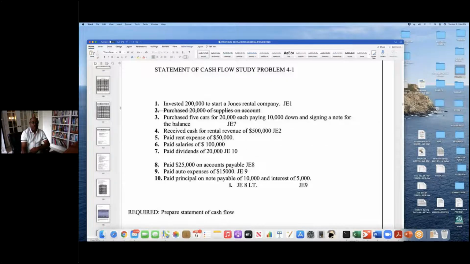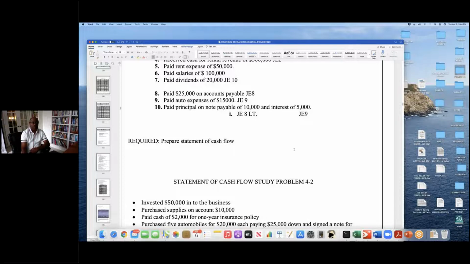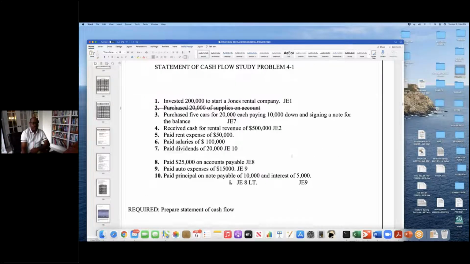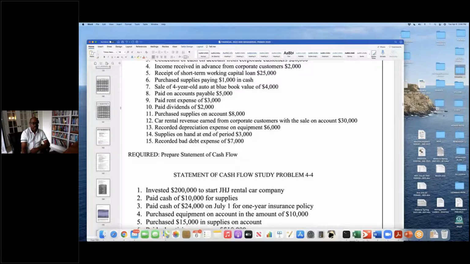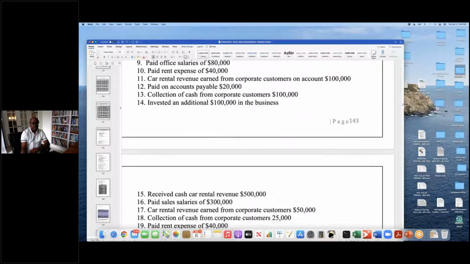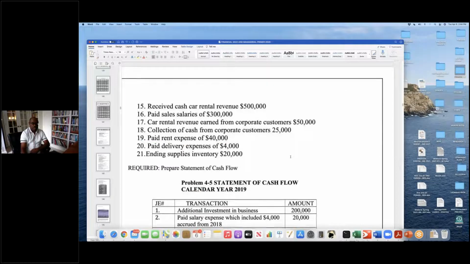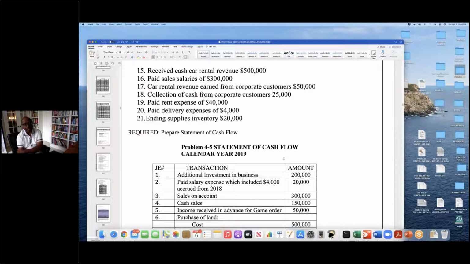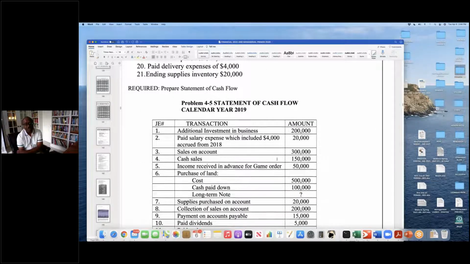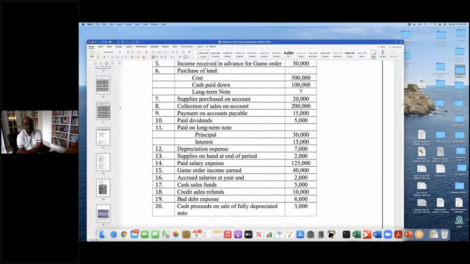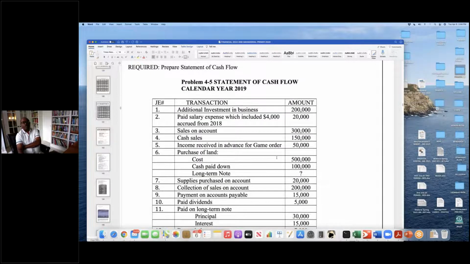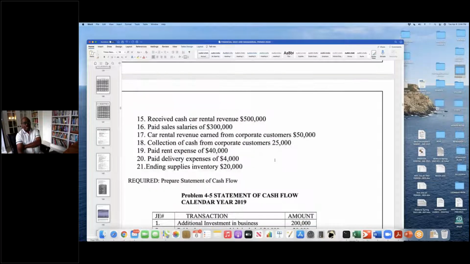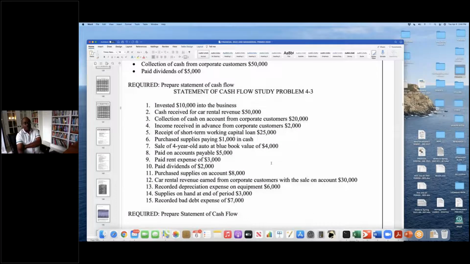Let's see, we have some homework. So we got 4-1, 4-2, 4-3, and 4-4. Then we have 4-5. Oh, you said homework? What did you say? You said homework? Yeah. Oh, okay. So the homework will work this way.